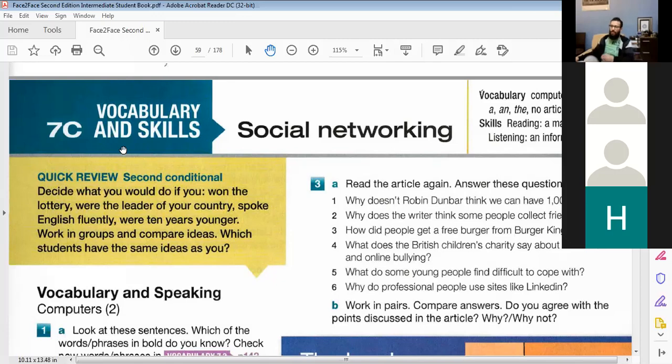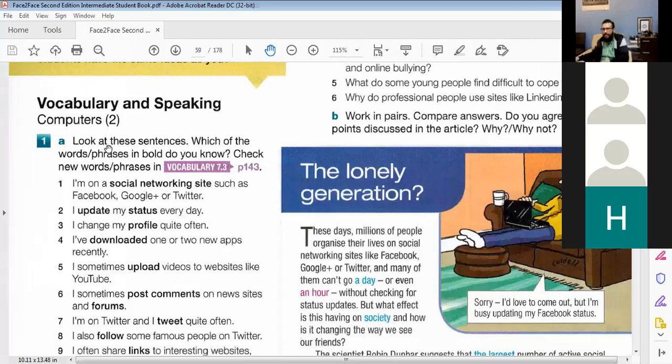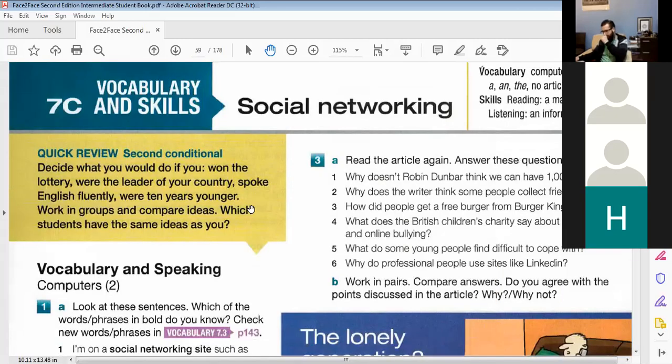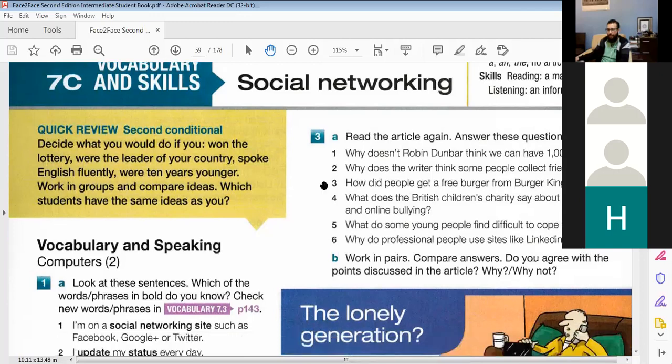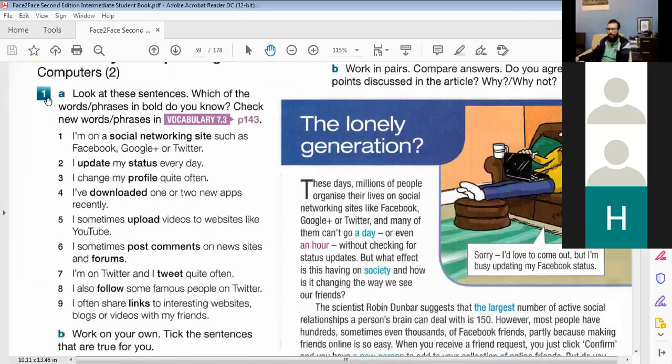Also, we're going to talk a little bit about reading, how to read a magazine article, and we'll do some questions together. But first of all, let's start with the vocab. So the topic is about social networking and social media, and of course, this kind of thing. So we're going to start with our first exercise, number 1.